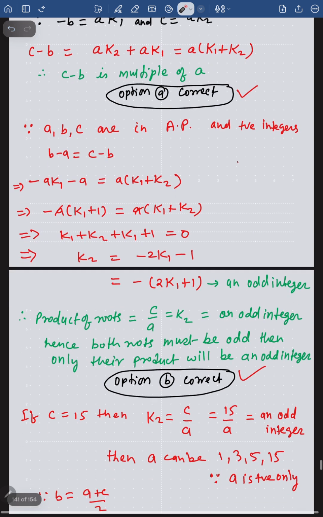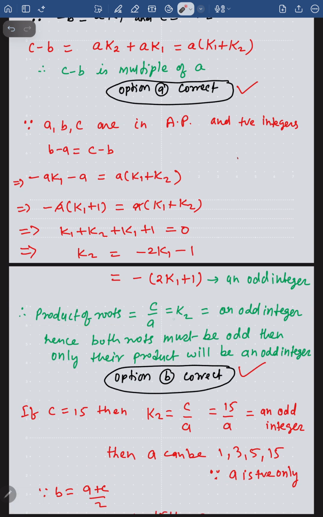Therefore we can say the product of roots, that was c by a equal to k2, will be an odd integer. Hence both roots must be odd, then only their product will be an odd integer. Do you agree with this fact? The product will be an odd integer if and only if the two roots are odd. Otherwise it will not be odd. So we can conclude that option B is also correct, that both the roots will be odd only.